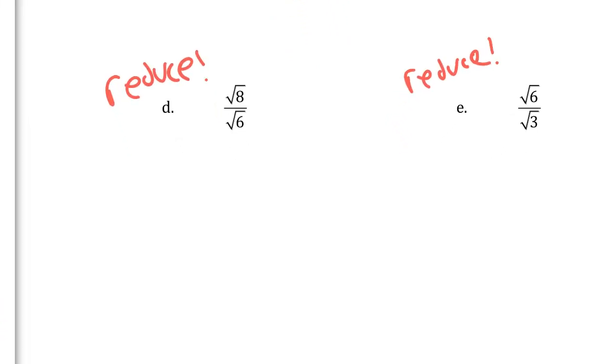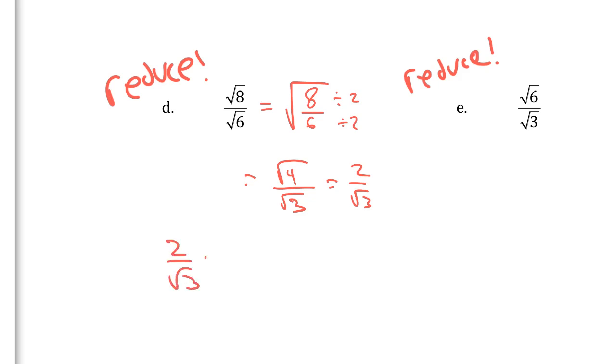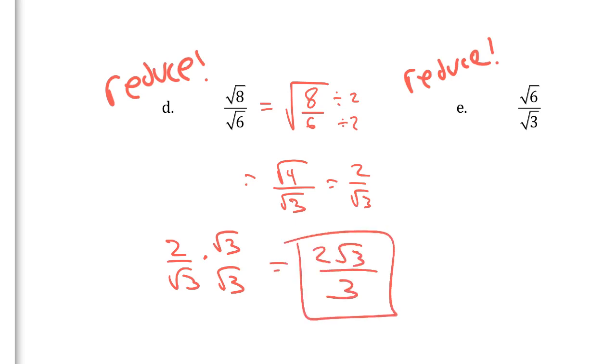Okay. D and E are examples of ones where we can actually reduce them, right? In your head, you would kind of do, okay, I can make this backwards. I can go root of the fraction 8 over 6, and I can divide them both by what? 2. So that becomes root 4 over root 3. Well, root 4 is just 2, so now it's 2 over root 3. And if I take 2 over root 3, I need to multiply it by root 3 on the bottom, root 3 on the top, and I get 2 root 3 over 3.